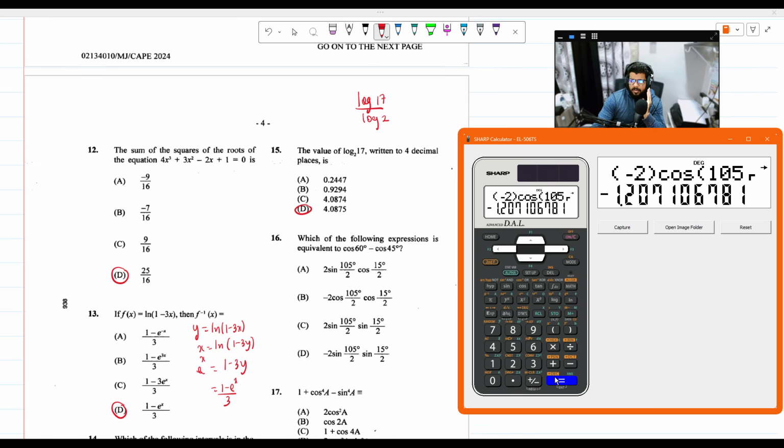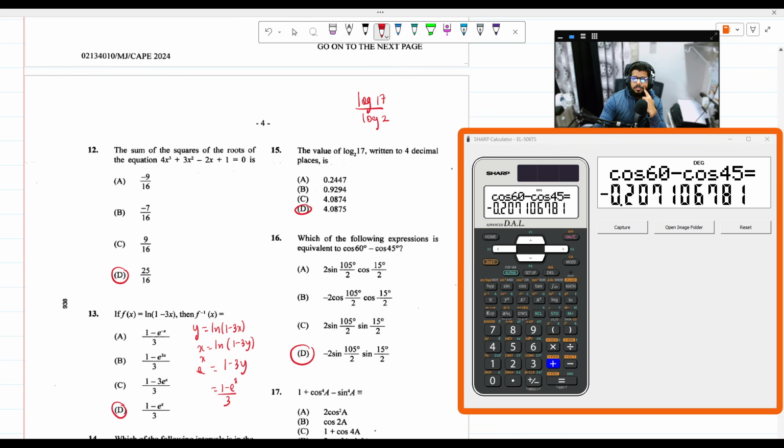I can't remember what the number was. I could go in my history of my calculator. I can't. Actually, right, it was cosine 60 take away cosine 45, which is minus 2.07. We didn't get minus 2.07 there, so the answer has to be D.